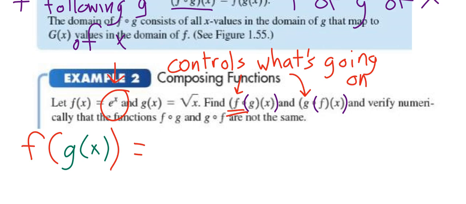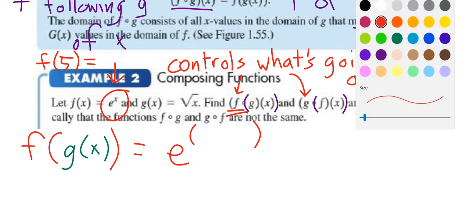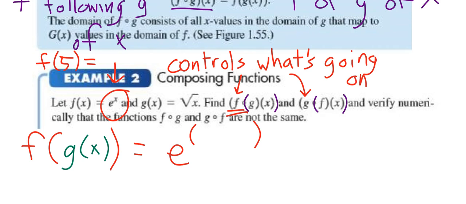Well, if I said what is f of 5, what would you be doing with the 5? You'd be plugging it in for x, right? And you would take e to that power, right? Okay. So we are being instructed to take e to some power. Now I have used a set of parentheses to hold a place because something is going in there. What's going in there? G of x. What is the g of x that's going in there? The square root of x.